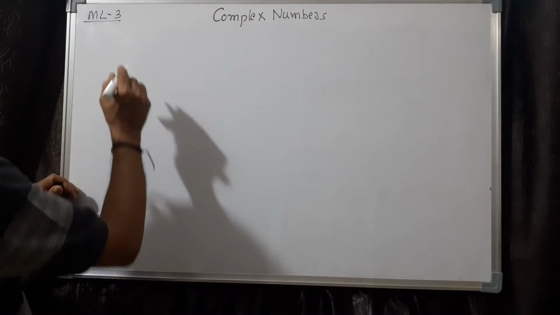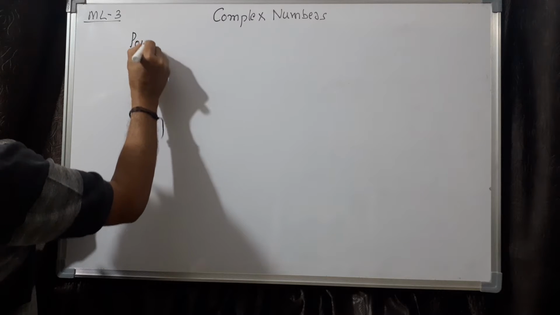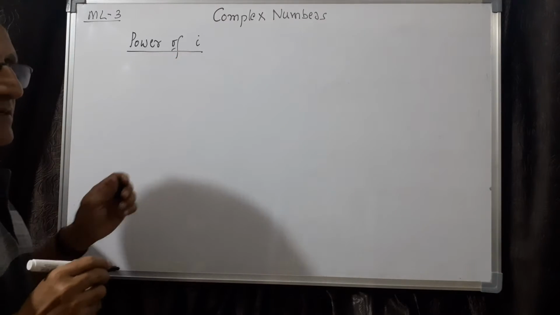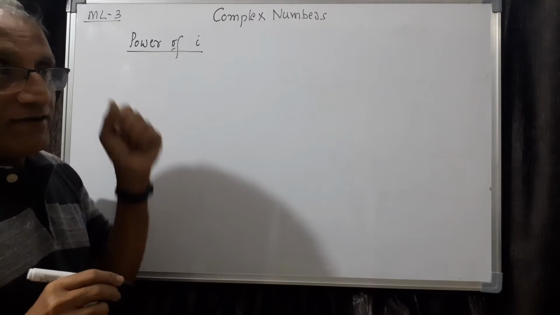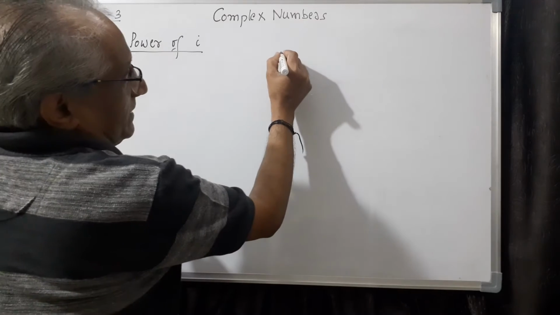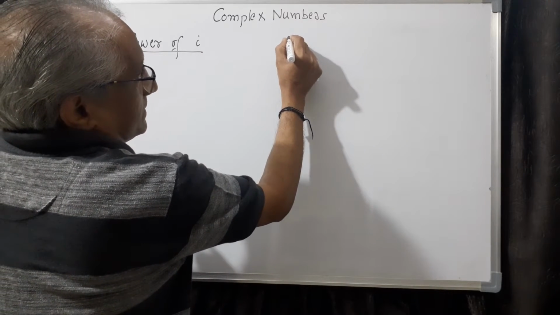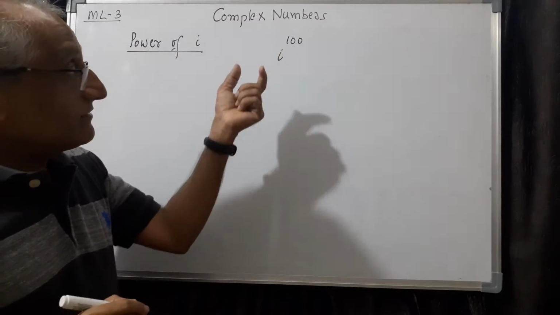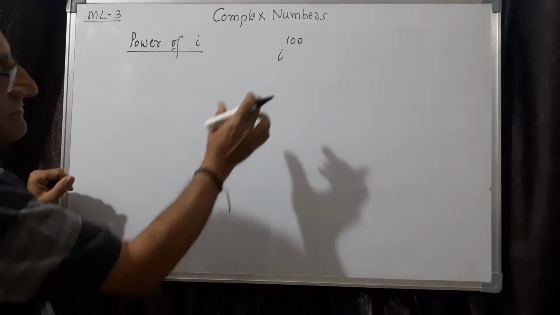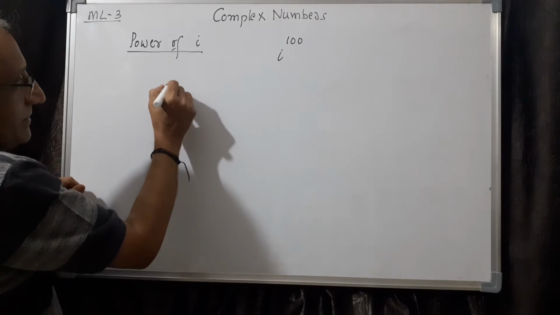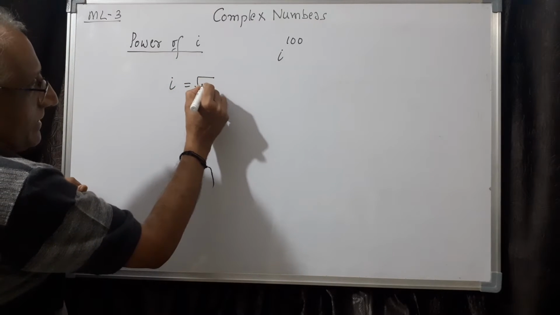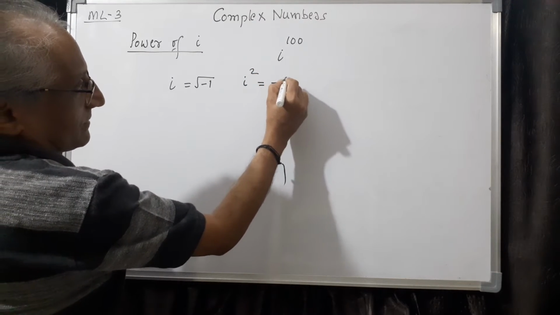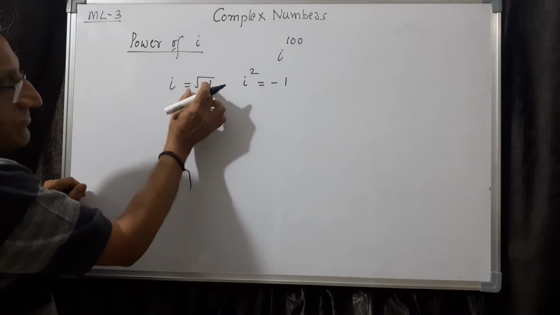Now first let me take power of i. Even in competitive examinations, sometimes questions are based on power of i. Say for example, I want to find what is i to the power 100. So what is the value of this? See, the idea is this: before tackling this question, i is square root of minus 1, this you know, and i square is minus 1. When you square the square root, it goes, so it is minus 1.